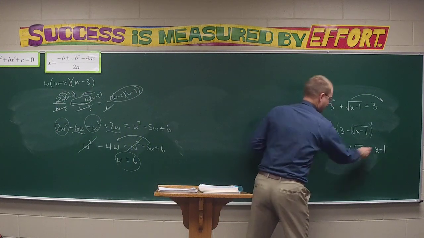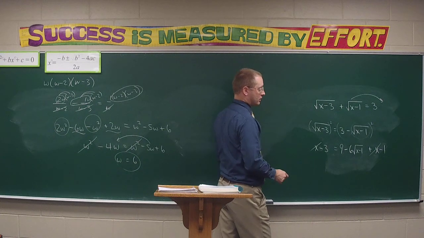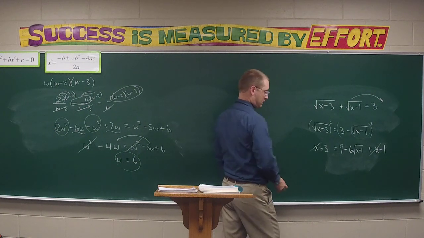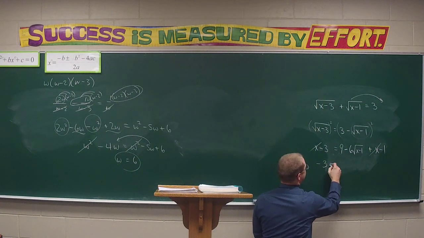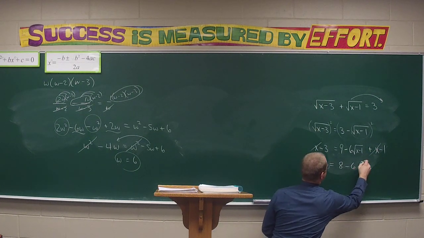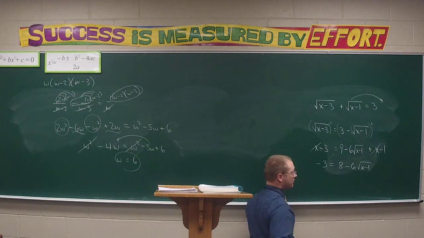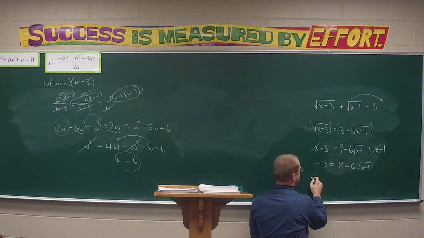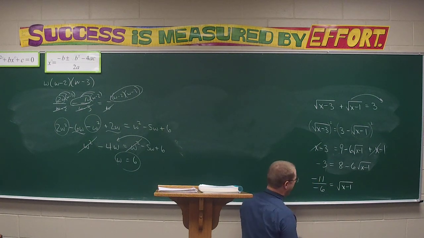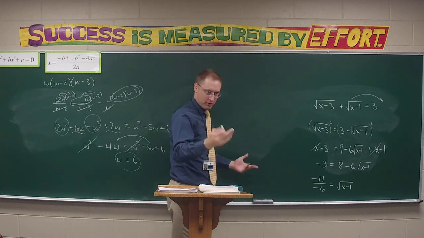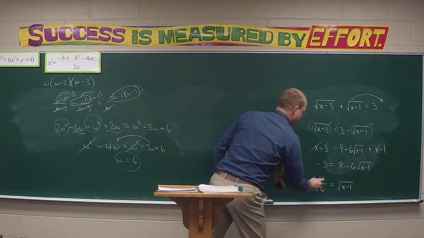Let's cancel the x's. And also, we get, so let's recap where we're at. Negative 3 is equal to 8 minus 6 times the square root of x minus 1. Continue. Okay, so that's going to give us a negative 11, and you're dividing away the negative 6 to get the radical isolated. But of course, negative divided by negative is positive. So this is really 11/6.